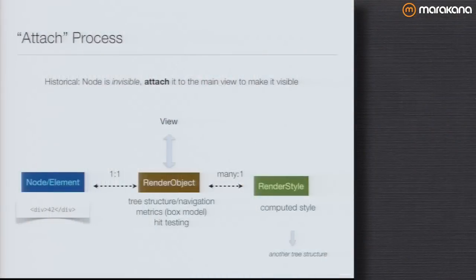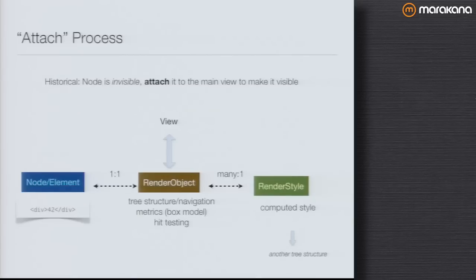So there are so many trees in WebKit that it's confusing. We have the DOM tree, we have the render tree. How do we create those? This is something called the attach process. Historically, it's been called that way since KHTML time. So the logic is a DOM node is invisible, and then you attach it to the main view to make it visible, and therefore it's called attach.